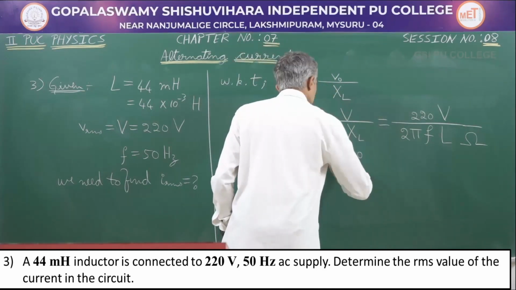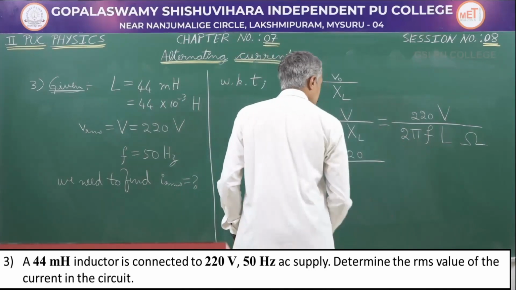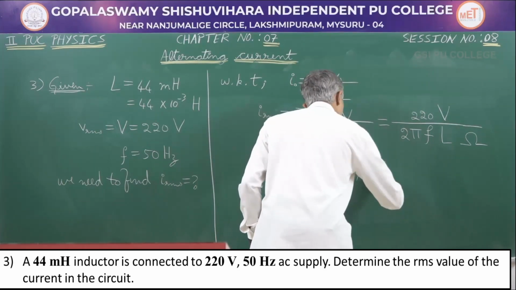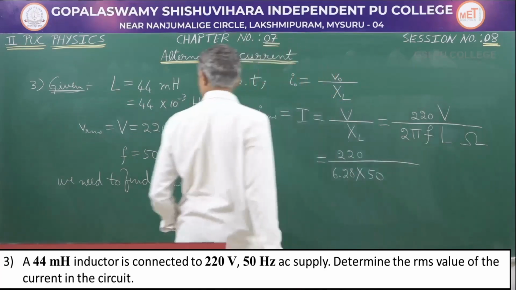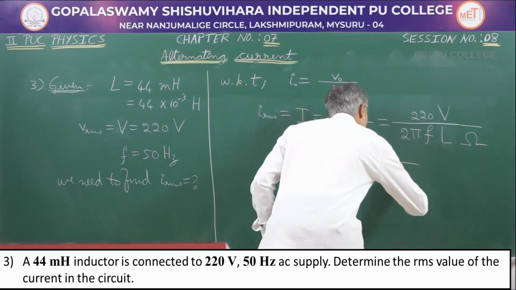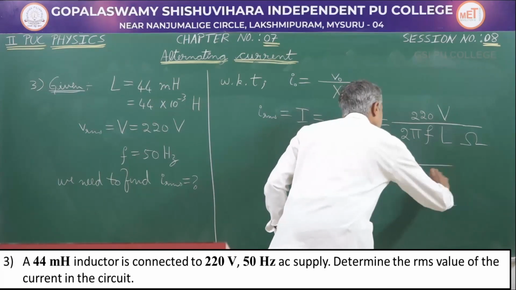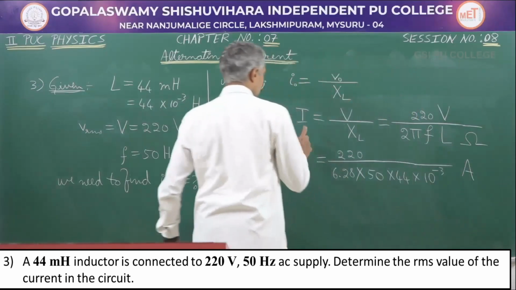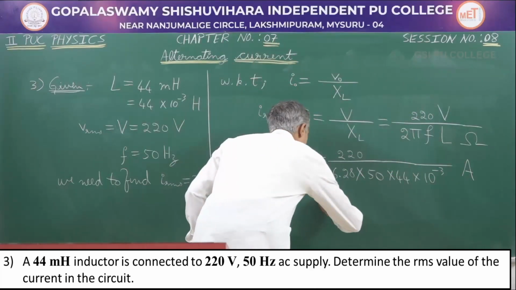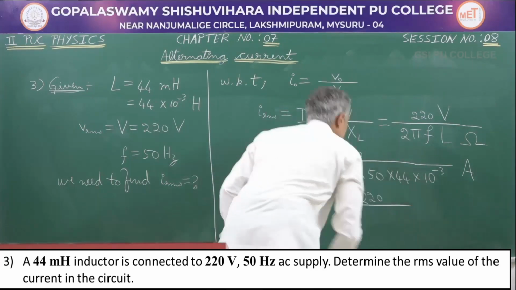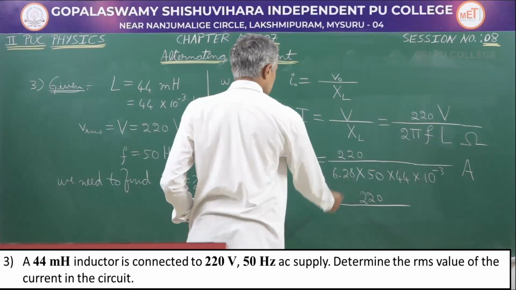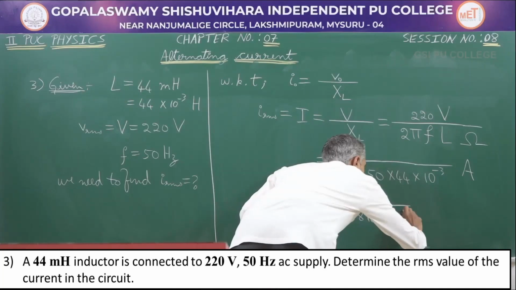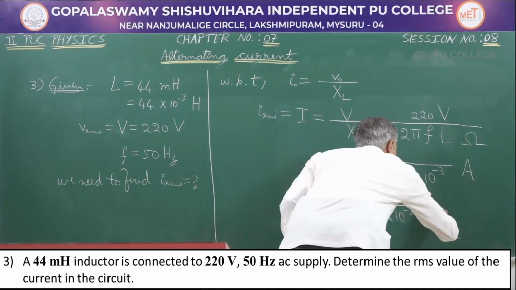So this is 220 volt divided by 2 into 3.14, which is 6.28. Frequency is 50 hertz. L, the inductance, is 44 into 10 to the power minus 3. The unit of the current is going to be ampere. So this is going to be equal to 220 volt divided by, on calculation, 13816 into 10 to the power of minus 3 ampere.